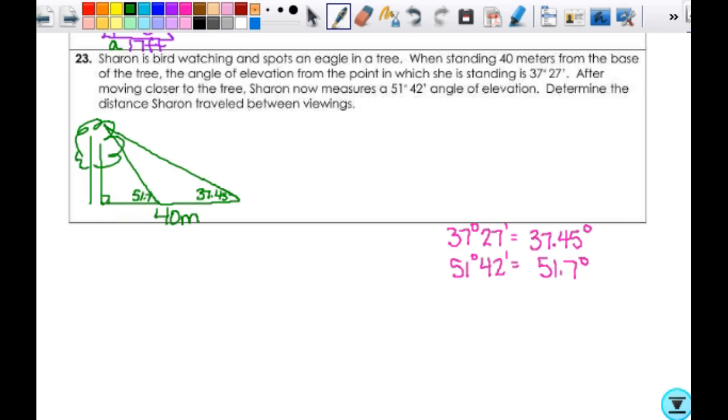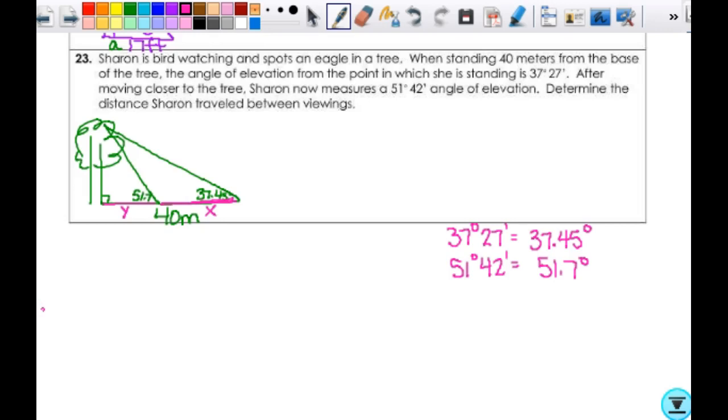Determine the distance she traveled. So I'm looking for this. I'm going to call this x. All right, well, I know if this whole distance is 40, so if I knew what this was, I could subtract it from 40 and get my x. So I'm going to call this piece here y. And then let's think about what we can find.